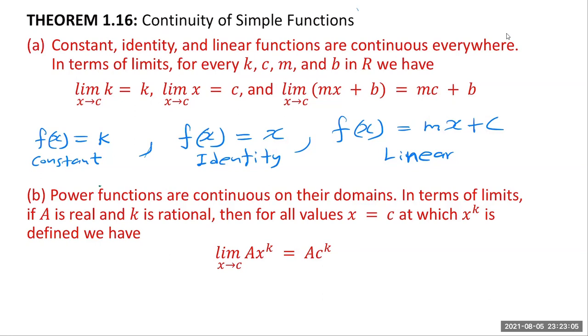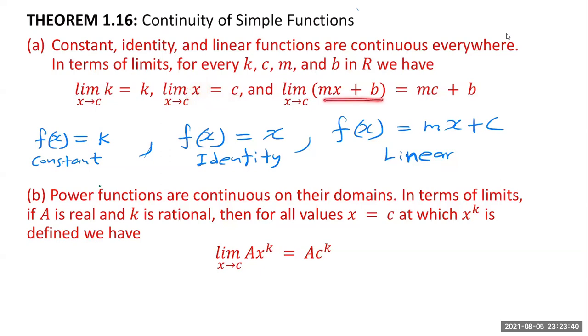Well, in terms of limits, for every k, c, m, and b in R, we have the limit as x approaches c of k is equal to k itself, because if k is a constant, as x approaches c, nothing happens, right? The constant stays as the constant itself. And then the limit as x approaches c of x, your function is x in this case, is equal to c. You just plug in the value c in your function, and you get c.